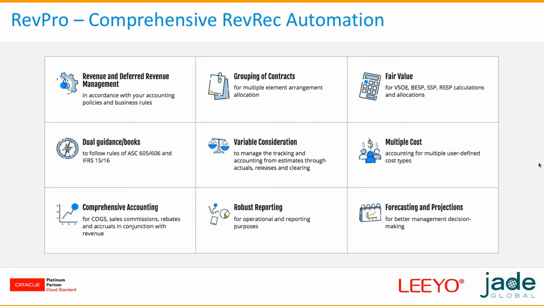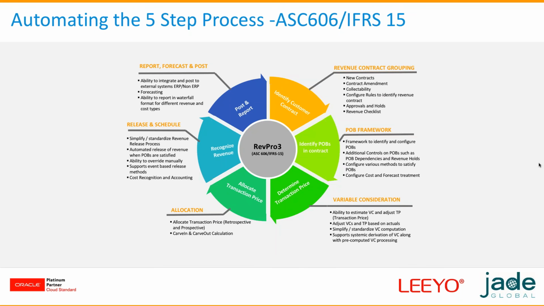Forecasting is again another aspect where it is mandatory in 606 to forecast your unamortized amounts. So we have a forecasting module within itself where you can define your own forecast schedule and apply it to your performance obligations. The system will read your schedules and create your forecasting information, which you can see on your waterfall report. I think Mohan has walked us through the 5-step process.